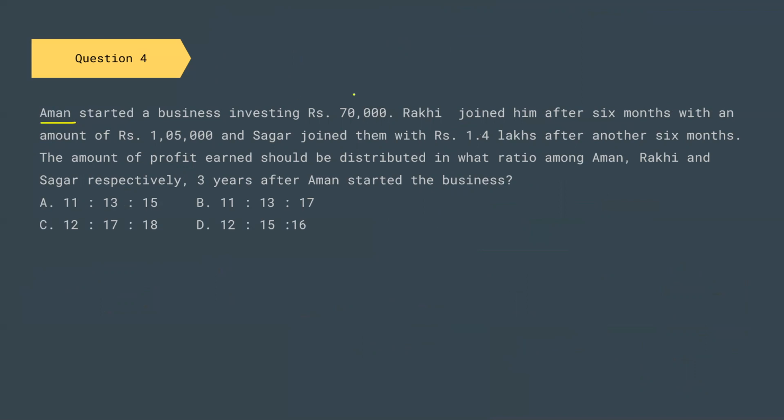Aman, this is one name. Raki, this is another name. And we have Sagar. This is again a question of investment and everything. So we are going to make a simple table. So investment and time.